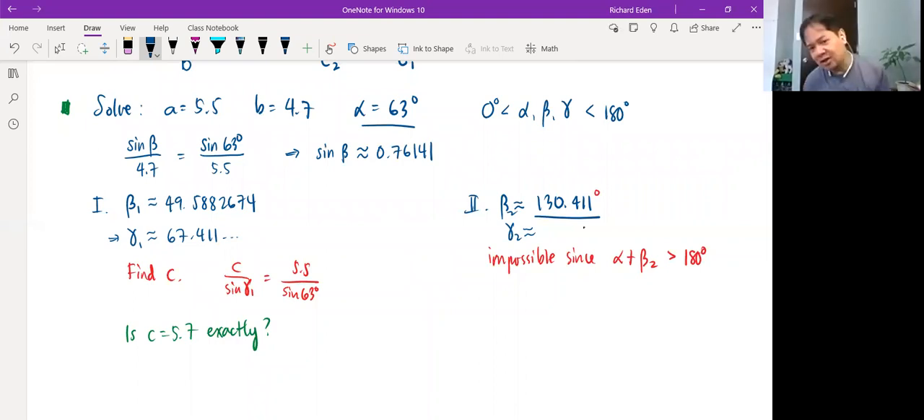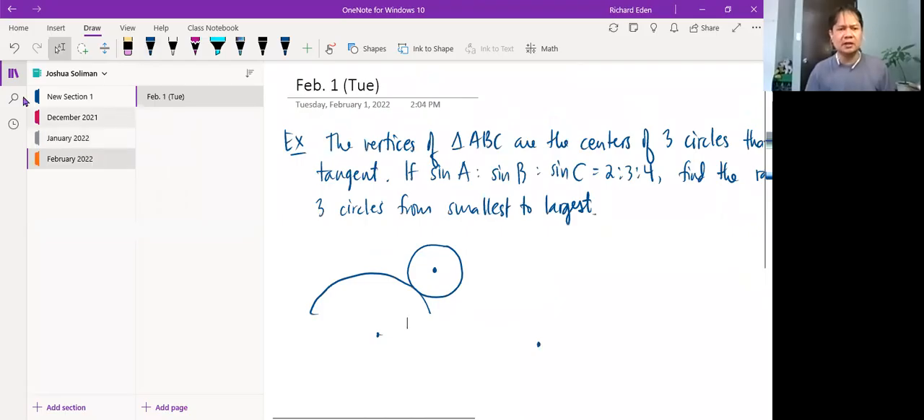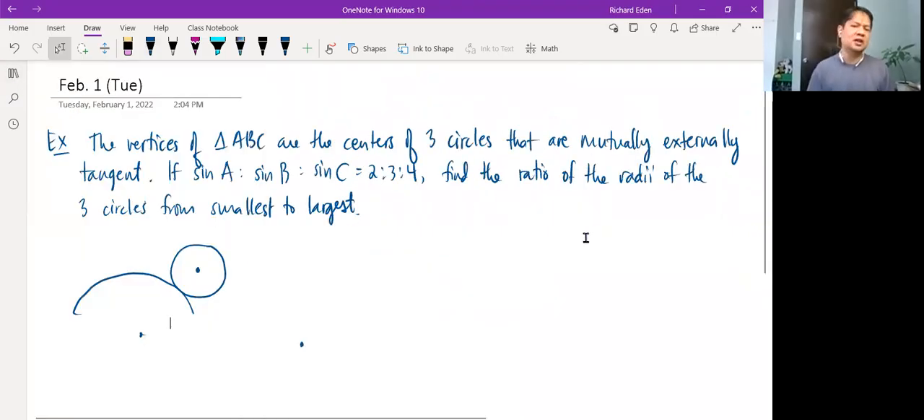Although it was rather interesting, you pointed out that it seems C is equal to 5.7 exactly. If I can find the time, I'm going to look into this. Is C actually equal to 5.7 exactly? But let's leave that for a different day.